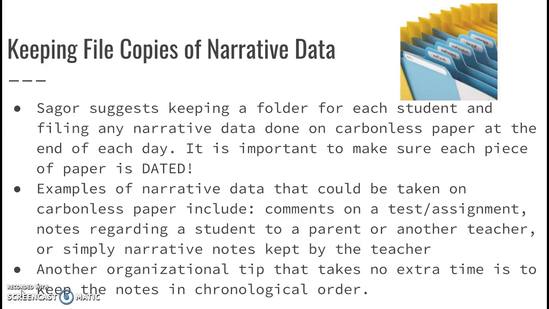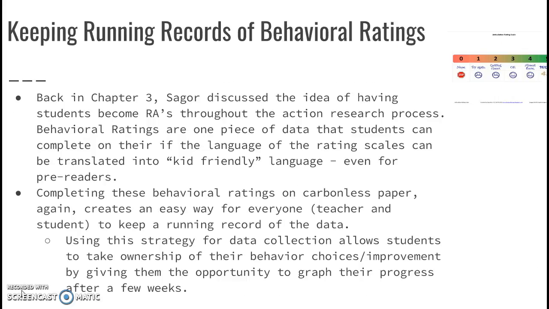So some examples of narrative data that you might collect on carbonless paper include comments on a test or an assignment, notes regarding a student to a parent or another teacher, or just narrative notes that you keep on your own. And so the idea of using that carbonless paper is so that you can have a copy of it. The note that gets sent home to the parent, you can keep. And then, if you need a third person to keep a copy of it, you'll have 3 copies to keep organized.